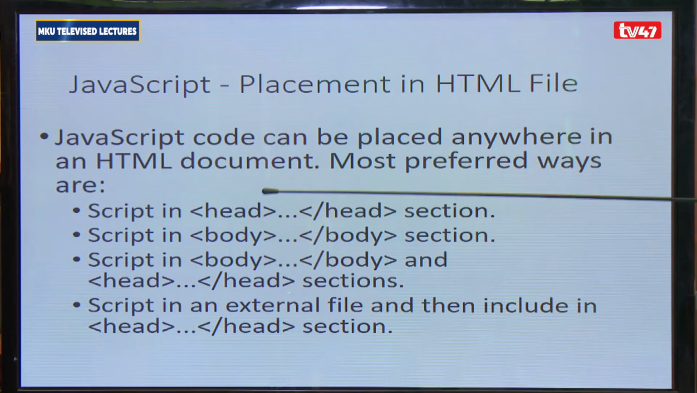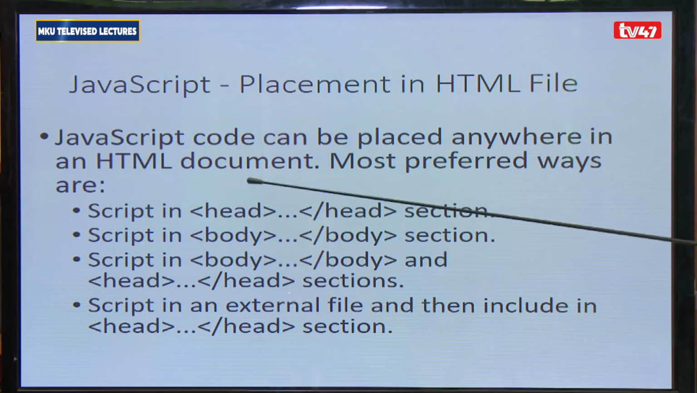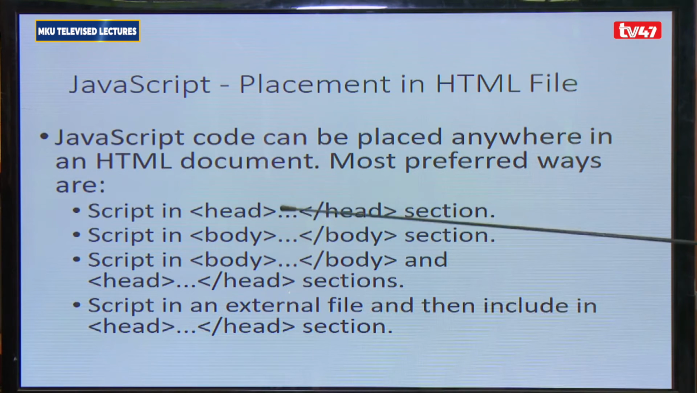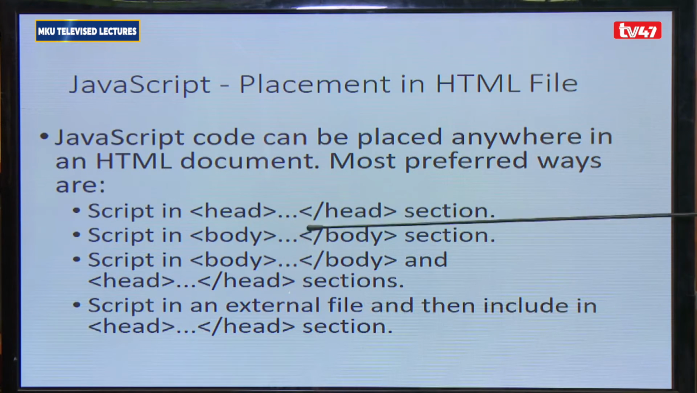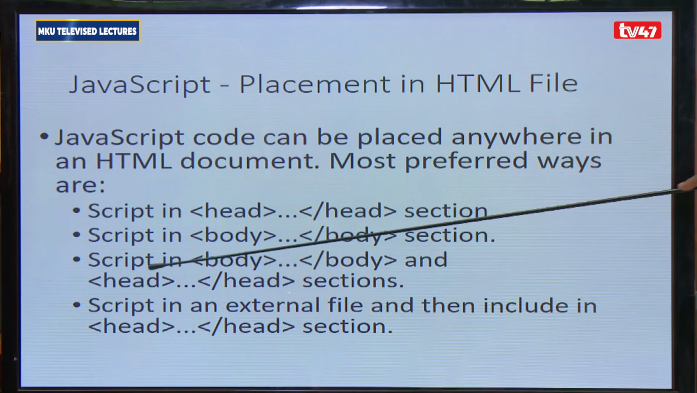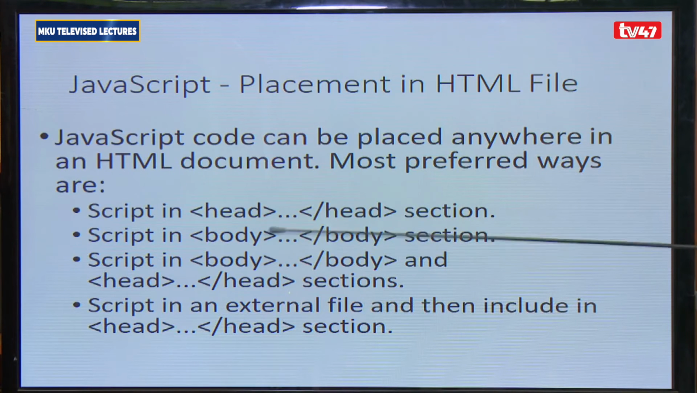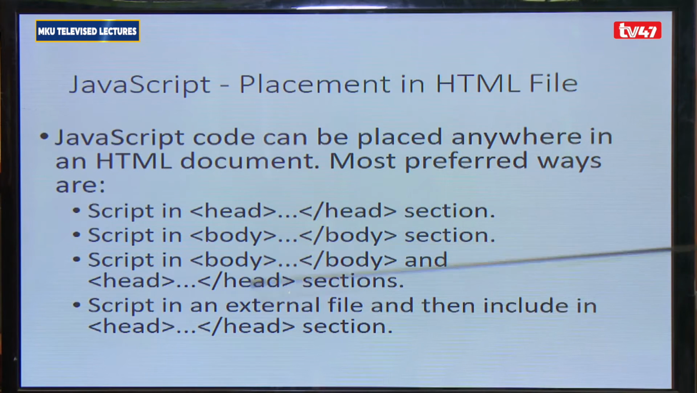So the first place, or the most preferred ways are, one is the script in the head. This is the head section. Again, head comes with the opening head tag where you will put your script, and then the closing head tag. Then we have a script in the body, again inside body, as we've seen in our previous examples. Then we can have script in the body and the head sections, and then we have script in an external file, and then you can include that file in the head section.